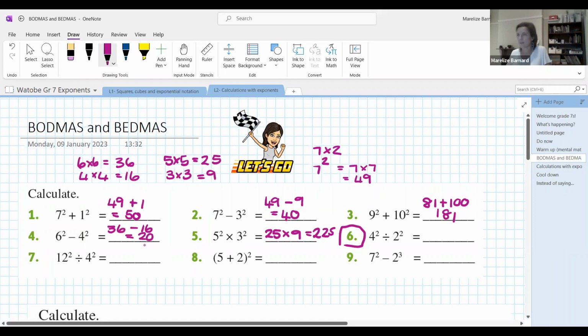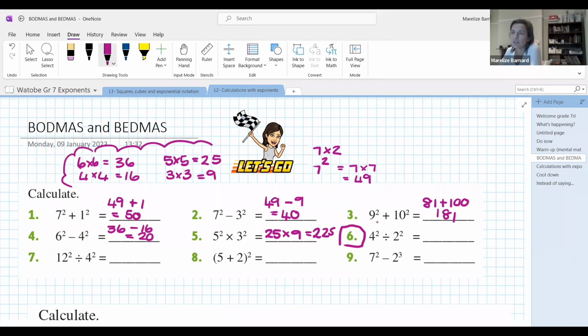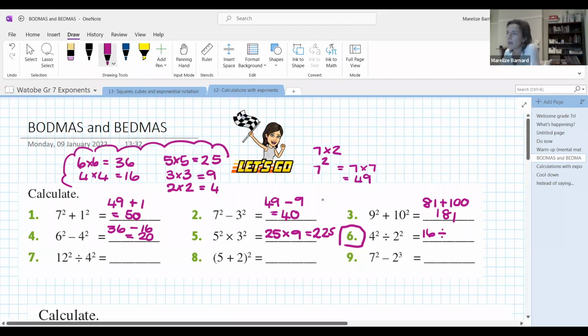$225. Nice. Okay. Now 4 squared. Now you can just go to your little note over here and you can look up what 4 squared is. That's 16. And then you divide it. We don't have 2 times 2 yet. So 2 times 2 is 4. And then you say 2 squared divided by 4. How much is that?